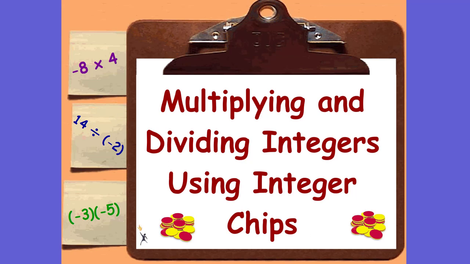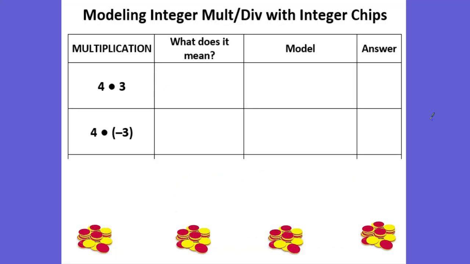Okay, today we are going to learn how to multiply and divide integers using integer chips, also called counters. You are going to need your modeling notes to go with this video. As we go through the different models, make sure you're recording everything in your chart so that you will have good notes to help you with your homework. If you don't have the modeling notes worksheet, go ahead and make your own table on notebook paper. Okay, let's start with multiplication.